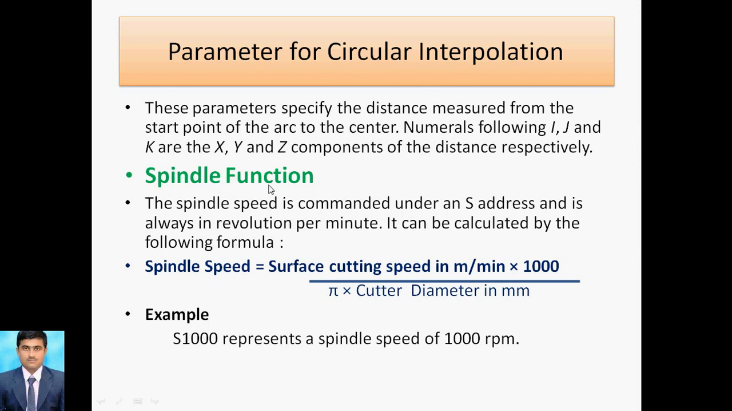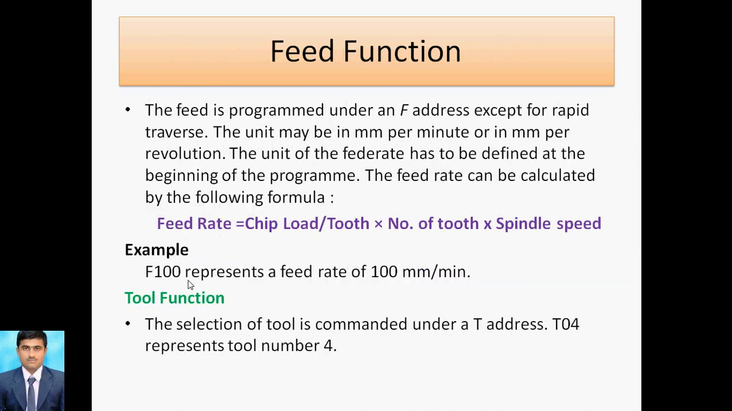Now the next point we will discuss is the spindle function. Spindle speed is mentioned with an S word, capital S, and if it is mentioned as 1000, that represents RPM, revolutions per minute. For spindle speed calculation, we know the formula: surface cutting speed in meters per minute into 1000, divided by pi into cutter diameter. After that we can get the spindle speed. If it is unknown, we take that formula and calculate the spindle speed. Now we go to the next point, feed functions.